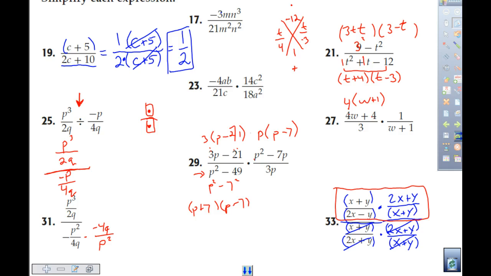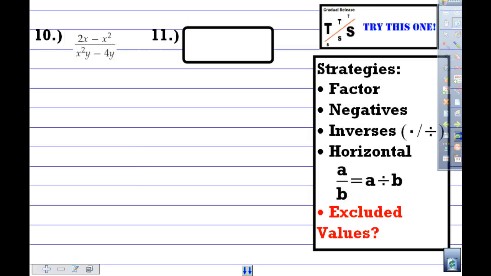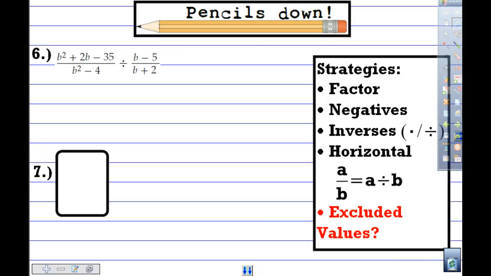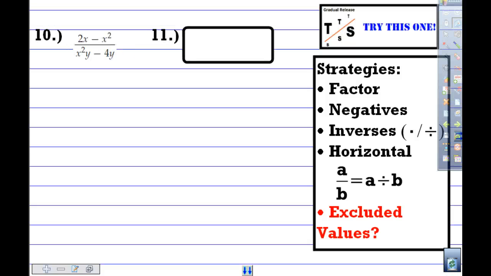Alright, one other thing I want to go over. Let's see here. Try to find the problem that has it. I think it's this one. Yes. First thing first, always do a GCF first. Always do a GCF first.